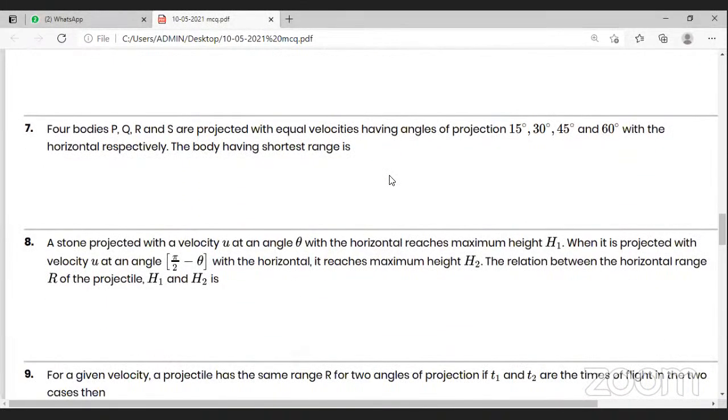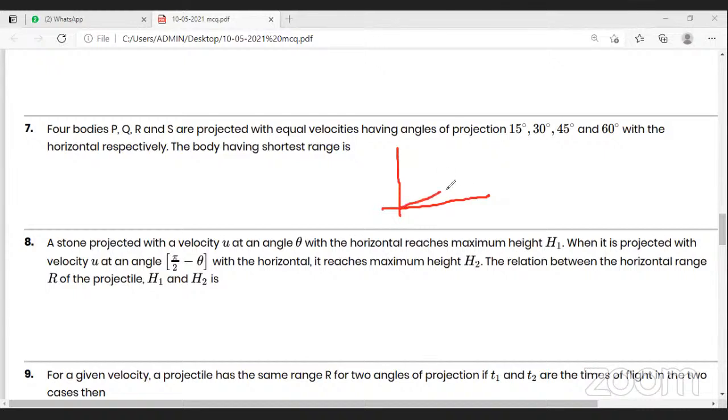Next, four bodies P, Q, R and S are projected with equal velocities having angles of projection 15, 30, 45 and 60 degrees with the horizontal respectively. The body having the shortest range is asked. First of all, which will have more range? In which case is the range maximum?